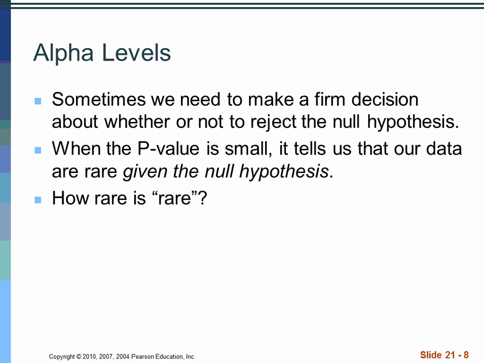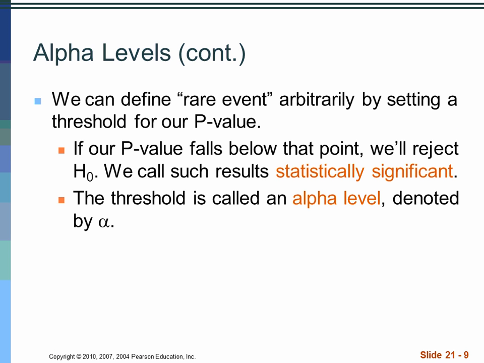In alpha levels, or critical values, sometimes we need to make a firm decision about whether or not to reject the null hypothesis. When the p-value is small, it tells us that our data are rare, given the null hypothesis is true. Then you have to think about how rare is rare, and that goes back to the situation at hand. So we can define a rare event arbitrarily by setting some threshold for our p-value. If our p-value falls below that point, we'll reject H0, our null hypothesis. We call such results statistically significant. The threshold is called an alpha level, denoted by the Greek letter alpha.